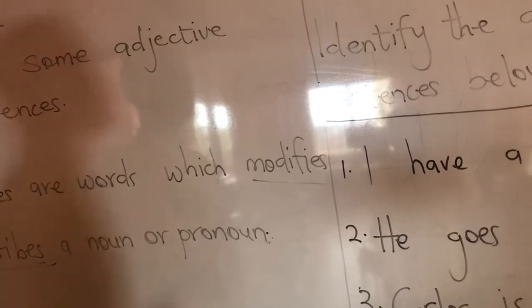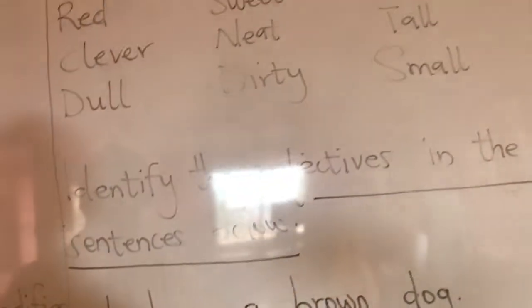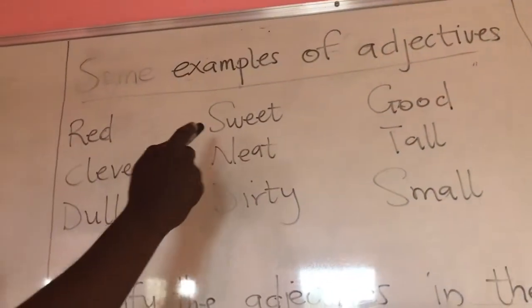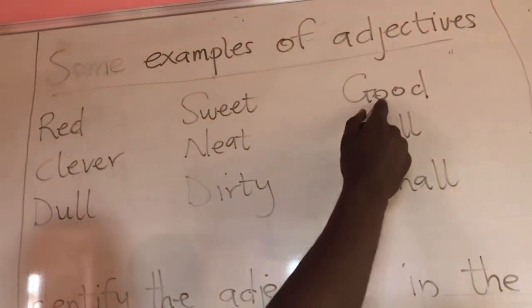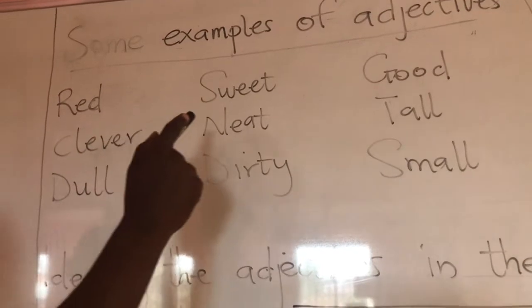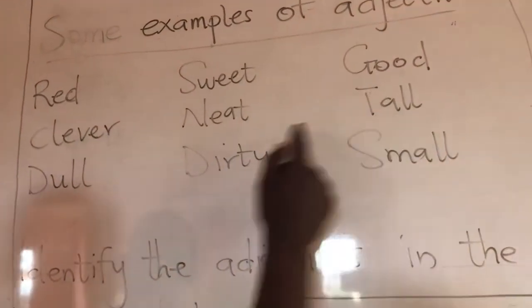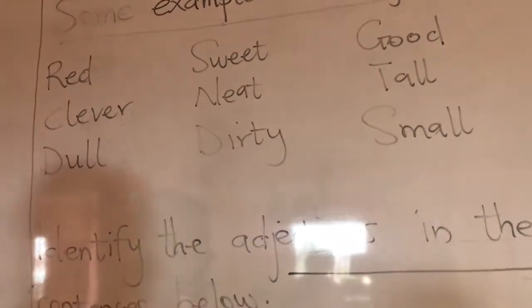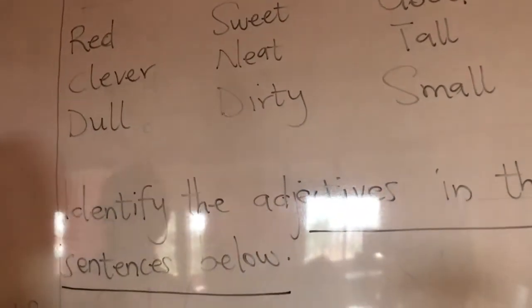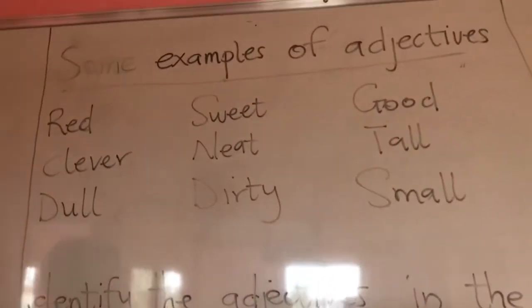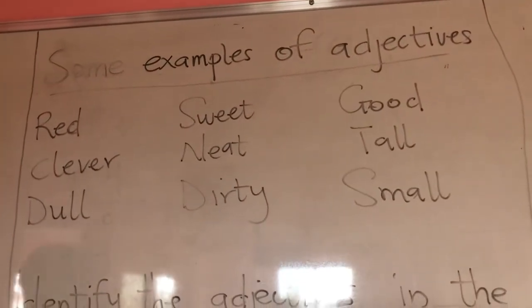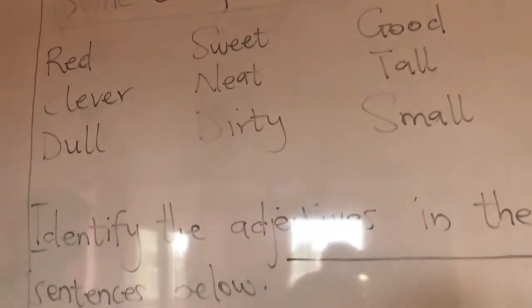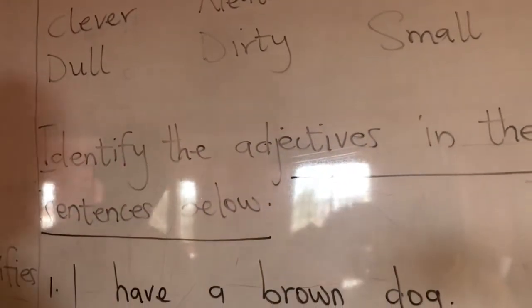Now let's look at some examples. We have red, sweet, good, clever, neat, tall, dull, dirty, small, etc. These are some examples of adjectives.